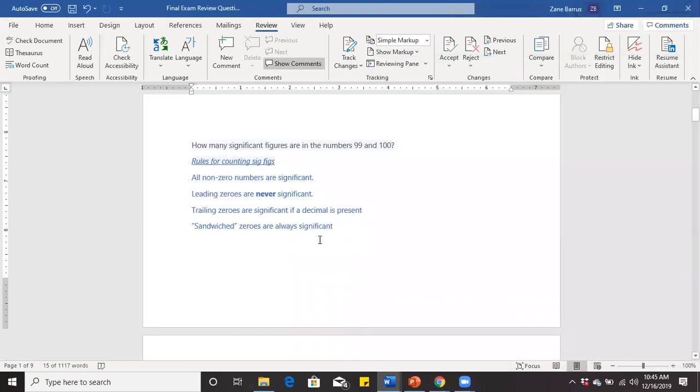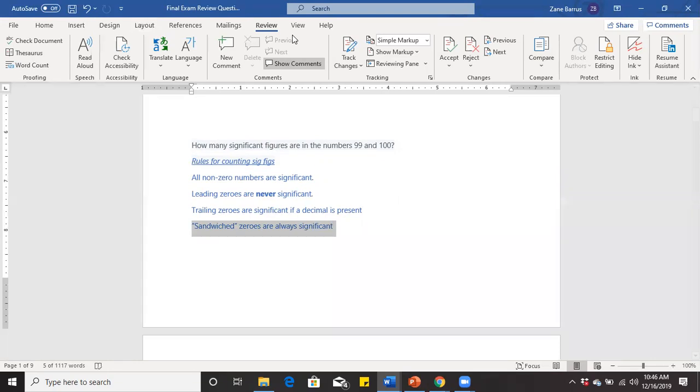Okay, next question. How many significant figures are in the numbers 99 and 100? So for your convenience, I try to make the rules for significant figures pretty concise here. I've written 4 rules for you. Rule number 1, all non-zero numbers are significant. Okay, if it's not a 0, and if it's any other number, it's going to be significant. If you ever have leading zeros, they are never significant. So any zeros that are found at the very front of a number do not count. Trailing zeros are only significant if a decimal is present. So if you don't have a decimal point and you have a trailing 0, it's not going to be significant. And last but not least, sandwiched zeros are always significant.